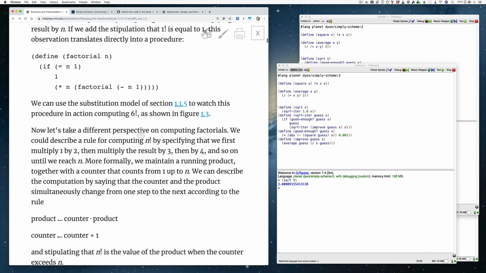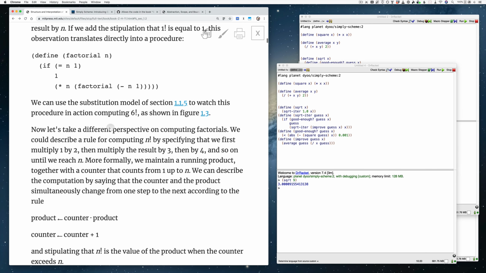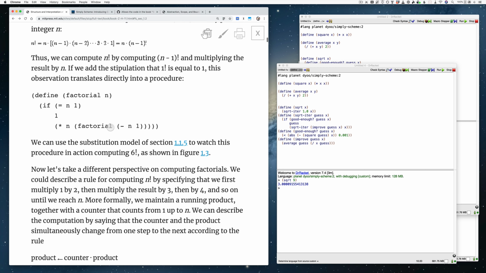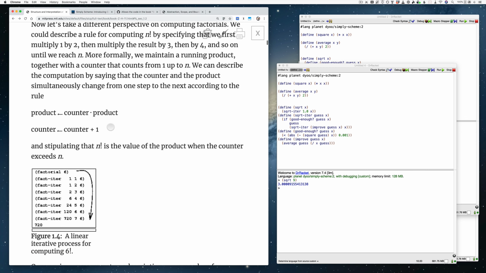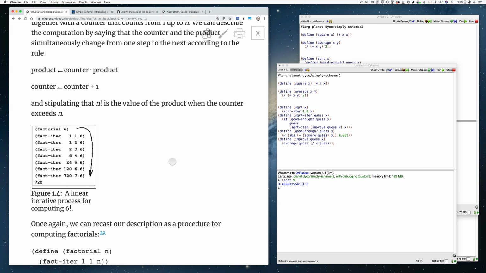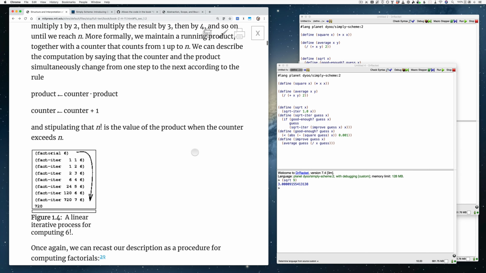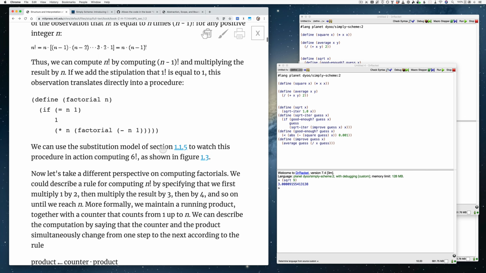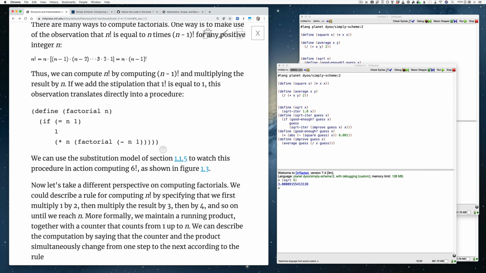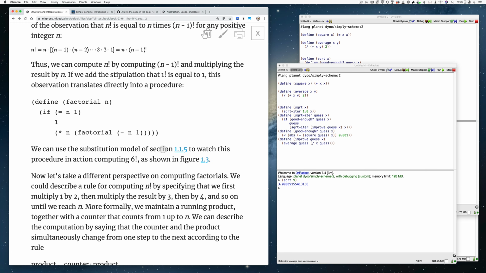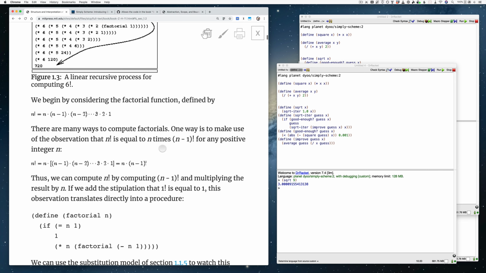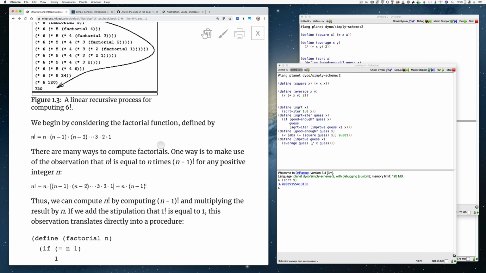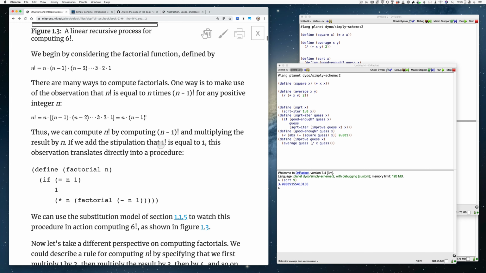All right, more SICP. So I had left off around figure 1.4. So basically what we were doing is going through these different ways of doing factorials, and the SICP authors were just illustrating different ways to go about it and how those look.